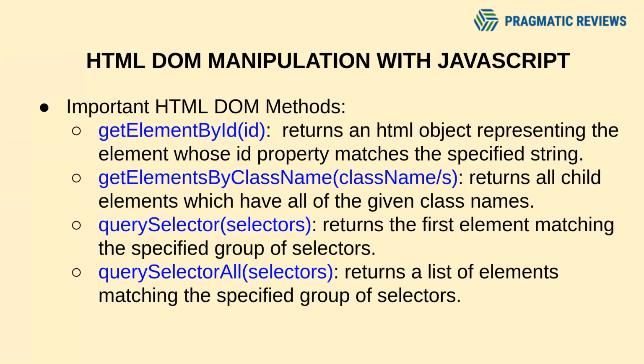The getElementsByClassName returns all child elements which have all of the given class names. You can pass as an argument one class name or multiple class names. And then we have the querySelector that returns the first element matching the specified group of selectors. We may pass as an argument one or more selectors, and the same happens with the querySelectorAll, but in this case it does not return just one element, but a list of elements matching the specified group of selectors.